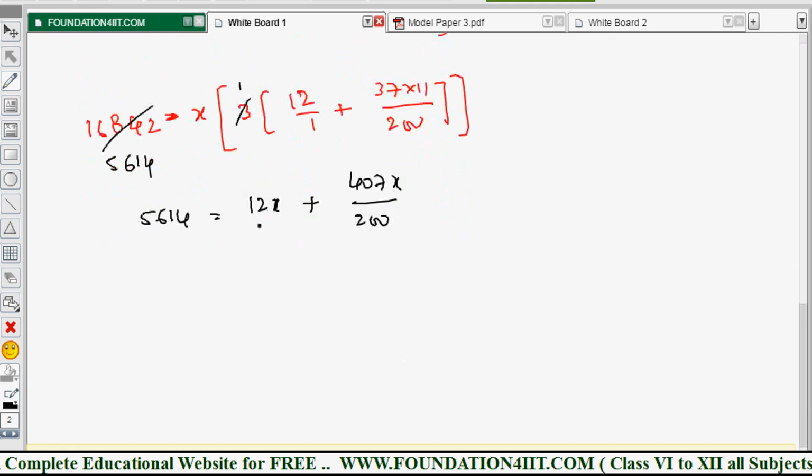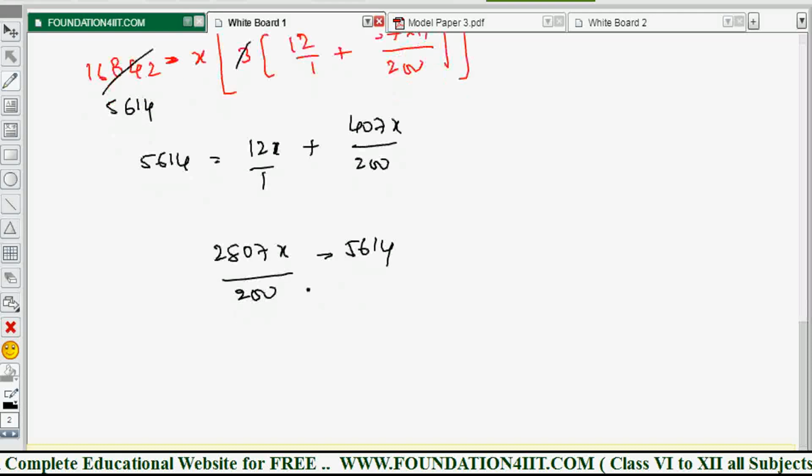Then do LCM. 12x means 12 by 1, then we'll get 2807x by 200. Okay, 12 into 200 is 2400, plus this 2807, that is equal to 5614. Try to make easy calculations, it's simple. Then x is equal to 5614 into 200 by 2807. Okay, if you observe, this exactly cancels one time.